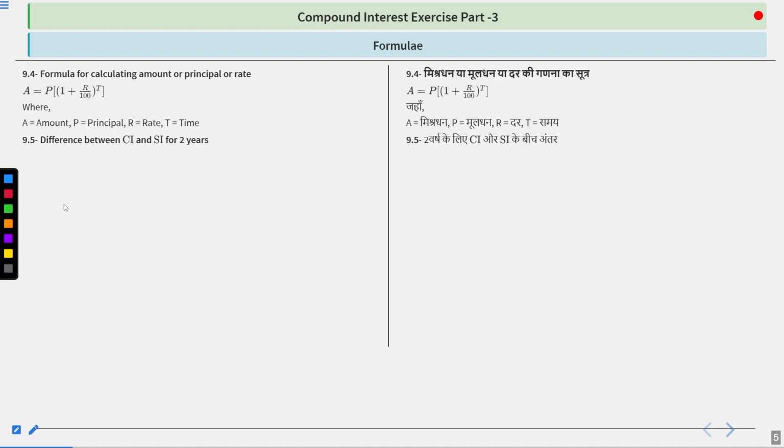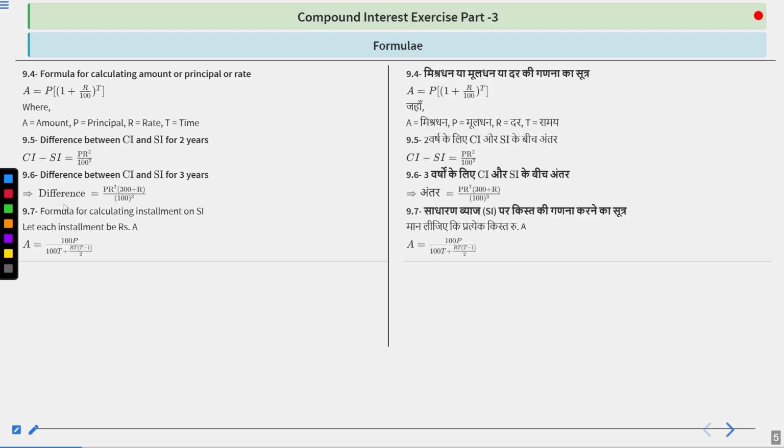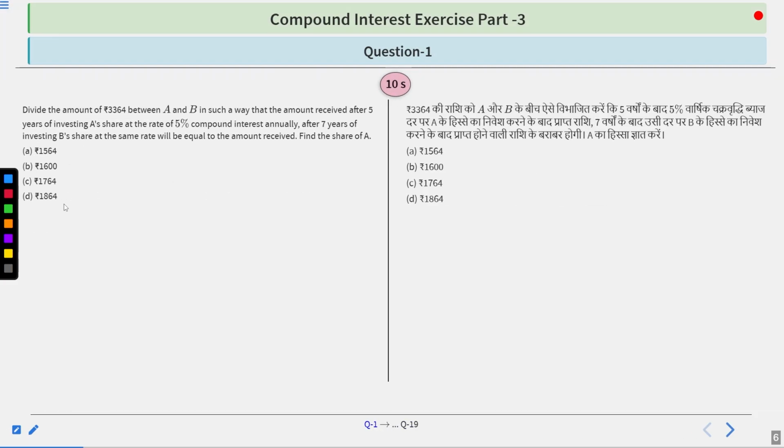Then we have the difference between CI and SI for 2 years, that is CI minus SI is equal to P R square upon 100 square. Then we have the difference between CI and SI for 3 years: difference is equal to P R square into (300 plus R) upon 100 cube. Then we have the formula for calculating installment on SI. Let each installment be rupees A, then A is equal to 100P upon (100t plus RT into (t minus 1) upon 2). These are the formulas. Now moving on to the questions.